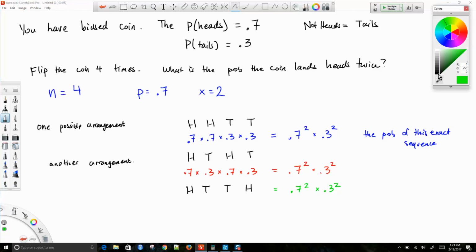Okay, and let me just list off all of these other arrangements. We've got tails, heads, heads, tails, and tails, heads, tails, heads, and tails, tails, heads, heads. Okay, and every one of these arrangements has the exact same probability. Every one of these arrangements has 2 heads and 2 tails, and so their probability is going to be 0.7 squared times 0.3 squared.